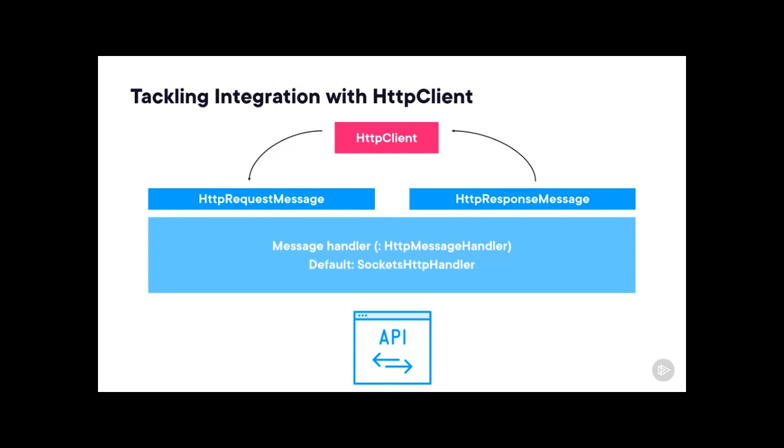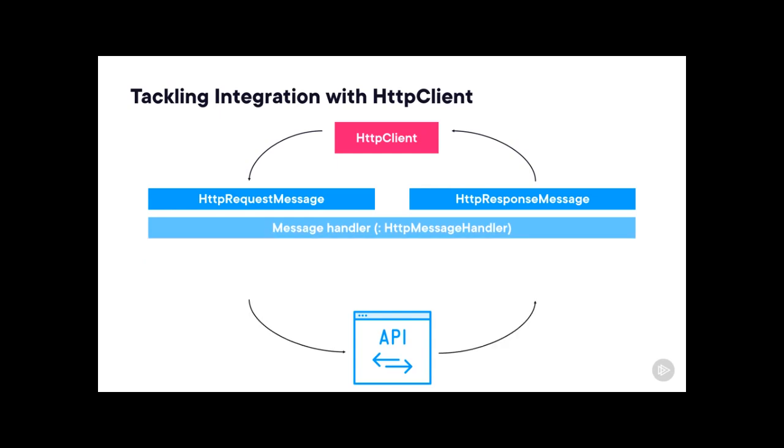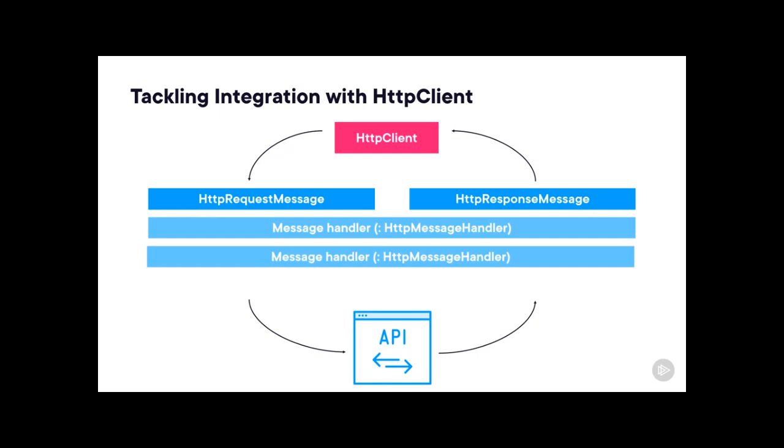SocketsHttpHandler is the default handler used by HttpClient in .NET. And that one does actually send a request over the network and returns the response it gets from the server. Often though, a series of message handlers are chained together, resulting in a pipeline. The request is received by the first handler in the pipeline, potentially does some processing and passes the request on to the next handler in the pipeline. Eventually, a response is created and travels back up the pipeline. This pattern is called a delegating handler.